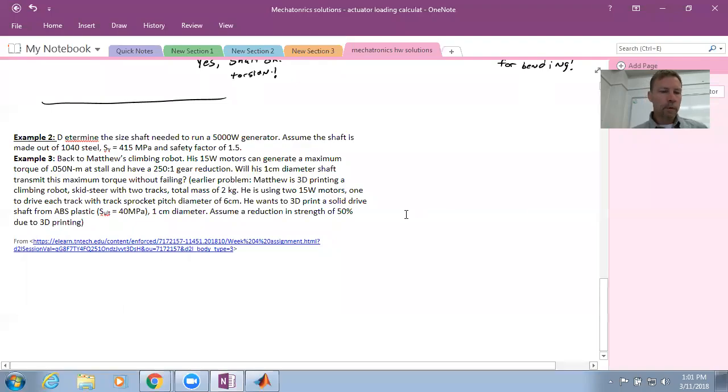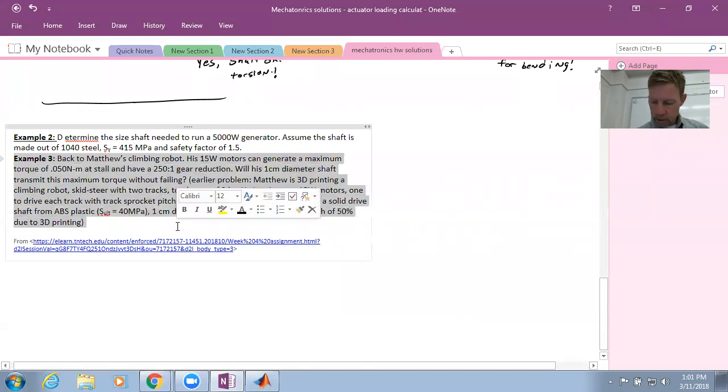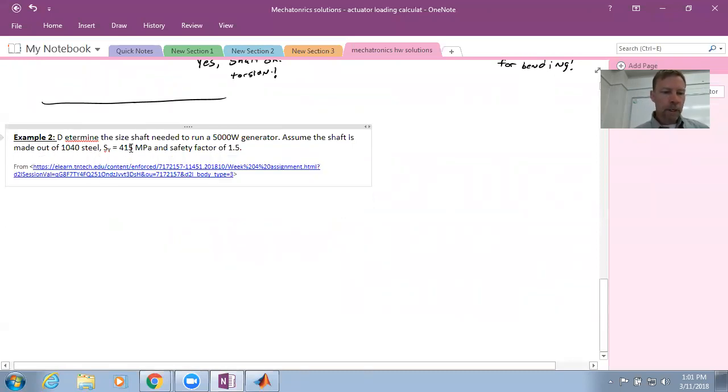All right, here's an example from mechatronics looking at actuator loads on actuators. This problem, oops, I copied two of them by accident. We're just looking at this guy. Determine the size of shaft needed to run a 500-watt generator. Assume the shaft is made out of steel.